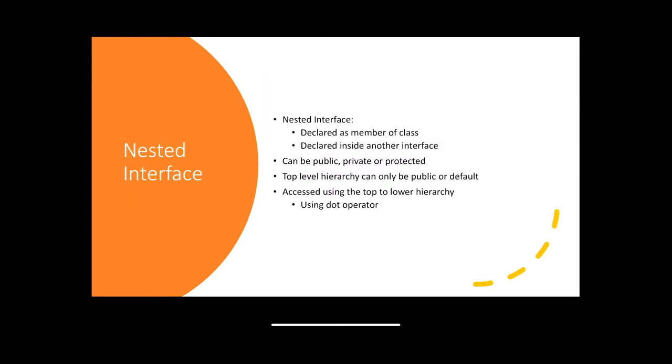An interface can be declared as a member of a class or another interface. Such an interface is called a member or a nested interface. A nested interface can be declared as public, private, or protected, whereas a top-level interface can only be either public or default. When a nested interface is outside the enclosing scope, it must be qualified by the name of the class or the name of the interface of which it is a member, using a dot operator.